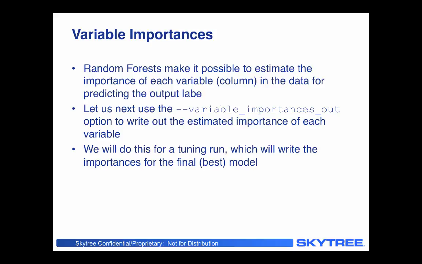So to use this notion of variable importance and obtain the importances for each one of the variables with Skytree, we simply use the variable importances out option and specify a file name. And the file written out will contain one line for each variable, and each line will contain the importance of the corresponding variable. The values are normalized so that the most important variable always gets an importance value of 100, and the ordering of the variables in the file is the same as their ordering in the Skytree data file that was used with the modeling run.